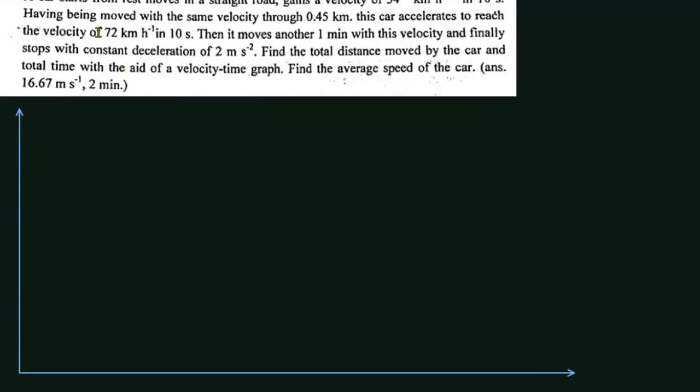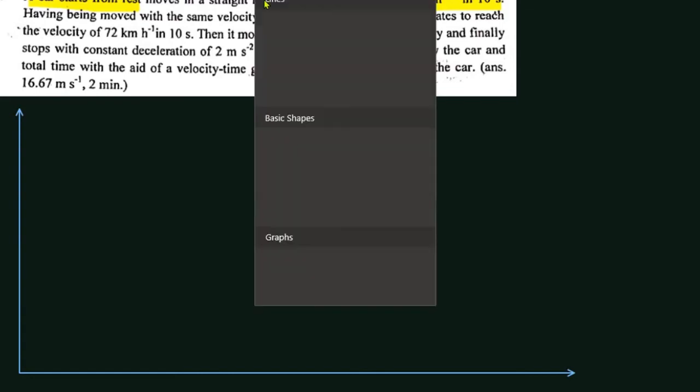That is, we'll see this. Here it says a car starts from rest. So this car starts from rest, moves on a straight road, and gains a velocity of 54 kilometers per hour in 10 seconds, which means it moves with a uniform acceleration. It starts from 0 and attains this speed in 10 seconds, so it gains a velocity.